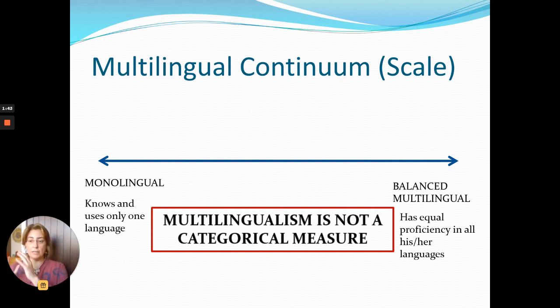Most people would be at some point in the multilingual continuum. So whenever you characterize a multilingual, you would have to put them as a point in the scale between strict monolingualism and strict balanced multilingualism. So the multilingual continuum is a crucial conceptual construct of how to understand multilingual lives and multilingual proficiencies.